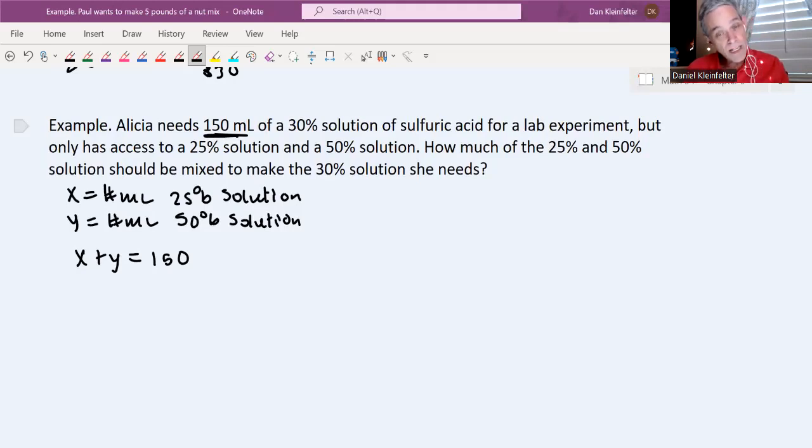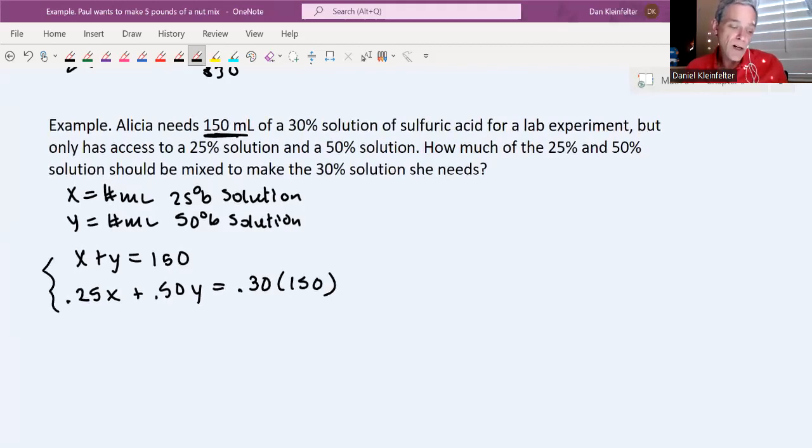Okay, so the next equation is actually about the acid in there. She has this 25% solution. So 25% of X, that'll be the amount of acid that comes from the 25% solution. The Y is 50%. It'll be 50% of the number of milliliters of 50% solution. And that should equal what she's trying to make, which is 150 milliliters of a 30% solution. So 0.30 times 150.